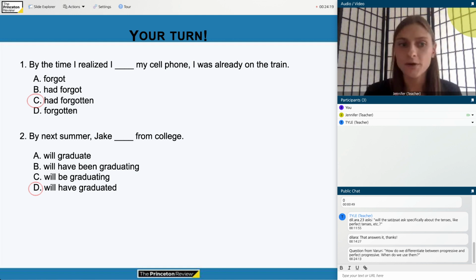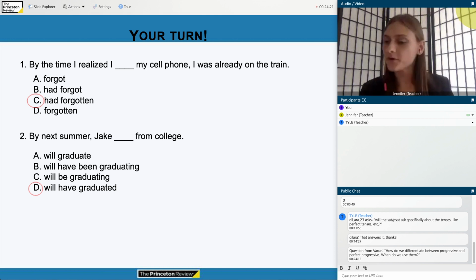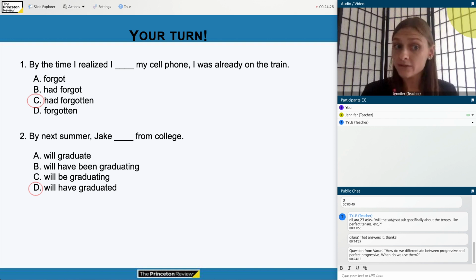And I see a question, so right after we do the next one, I'll come back to that question. So this tense is going to be, let's break it down. It's got future something, and we've got a form of the verb to have, and we've got a past participle. This is going to be future perfect.